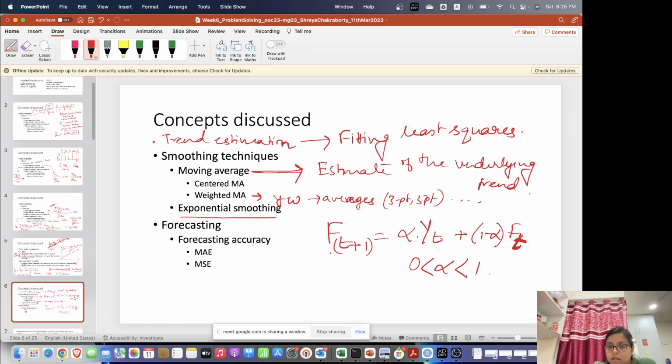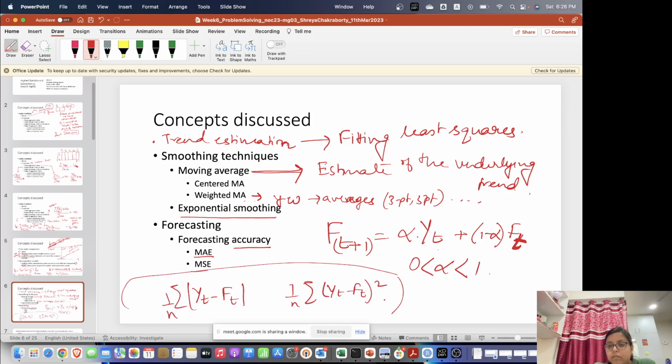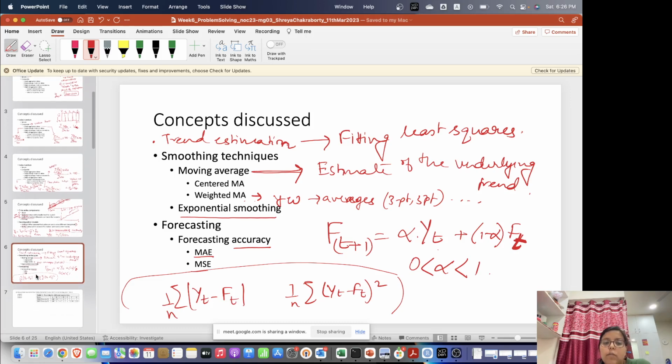And as metrics of accuracy, we learnt about mean absolute error and mean squared error. Mean absolute error would be the absolute value of yt minus ft, and mean squared error would be yt minus ft whole square. So these were the concepts that were discussed. So now we'll solve a few problems related to these concepts.